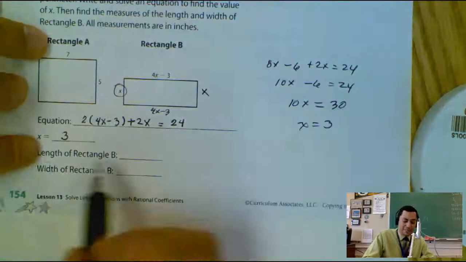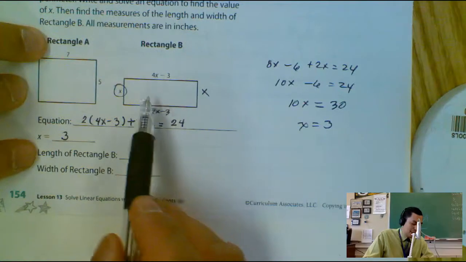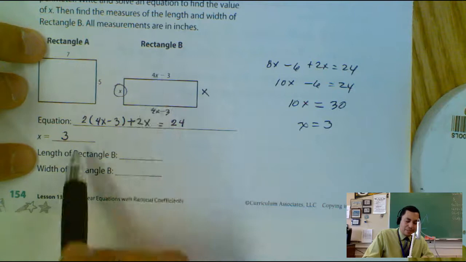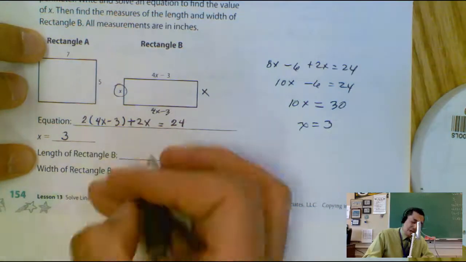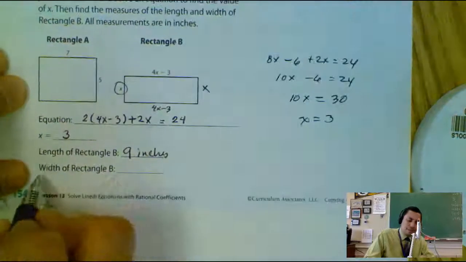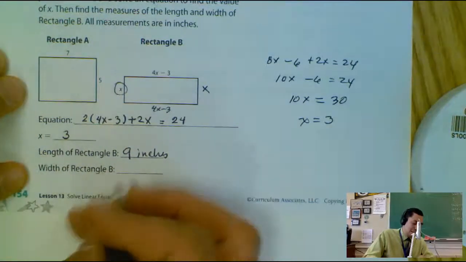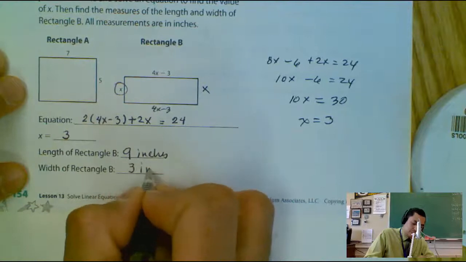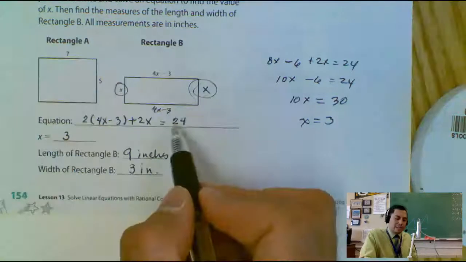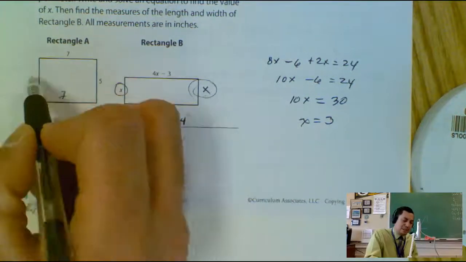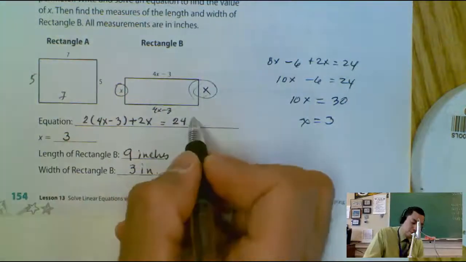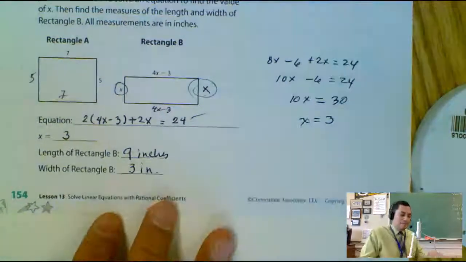Now, what do we do next? The length of rectangle B. So 3 times 4 is 12, minus 3 is 9, so this one is 9 inches. Then the width of rectangle B, in this case, is 3 inches, because this is x, so it's just 3. Now, where do I get that 24? This is 7, this is 7, this is 5. So it's 10 plus 14, which equals 24. So that's where you get that 24 in that equation.